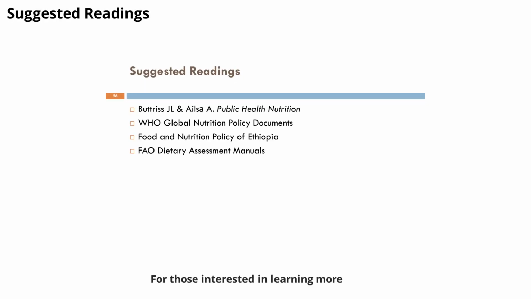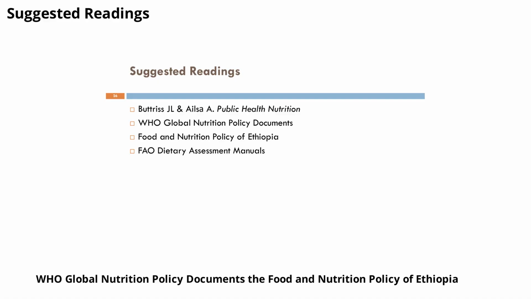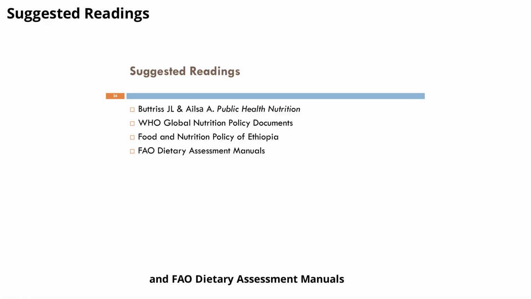For those interested in learning more, recommended readings include Public Health Nutrition by Buttriss J.L. and Elsa A., WHO Global Nutrition Policy Documents, the Food and Nutrition Policy of Ethiopia, and FAO Dietary Assessment Manuals. These resources provide in-depth information and practical guidance for conducting nutritional assessments in various contexts.